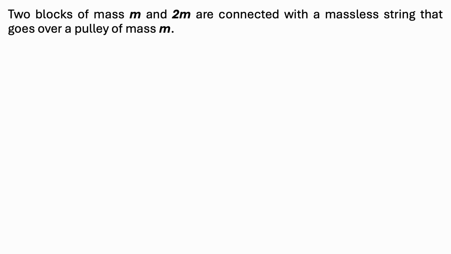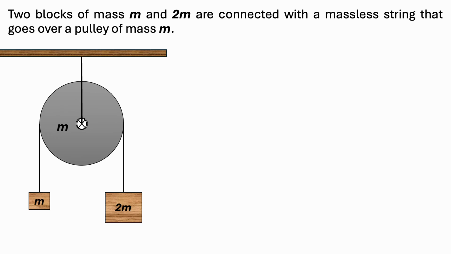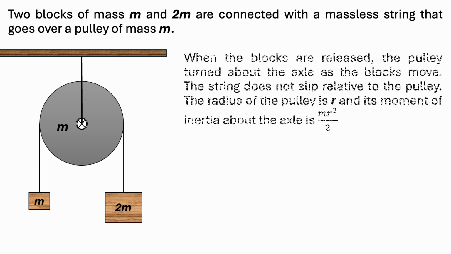You've got two blocks of mass m and 2m connected with a massless string that goes over a pulley of mass m. Therefore, when the blocks are released, it's going to accelerate clockwise. The pulley turns around the axle, that little white crossed bit in the middle there, as the blocks move. The string doesn't slip at all, so it's moving with the pulley.